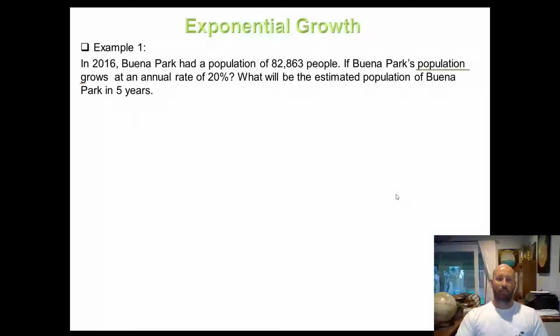Okay, so we know that it's growth because it says the population grows. So we're going to use this growth model with this 1 plus r. Right there, this 1 plus r. So initial value, growth factor, and then this will be the years here. So a times 1 plus r to the x. So let's identify, we need to know the a and we need to know the r. Okay, the a is the initial value. Well, right now we're talking about in 2016. So the initial value is this 82,863.